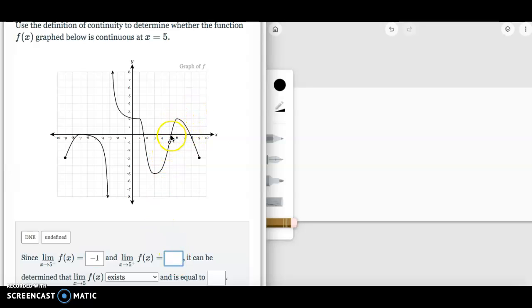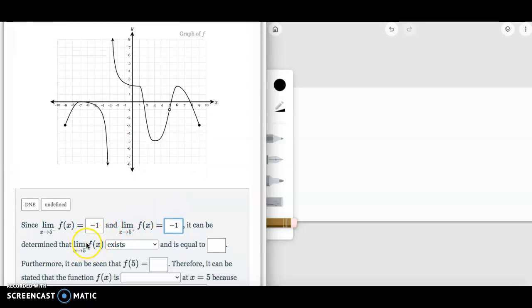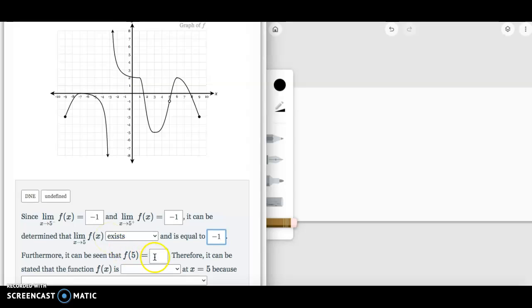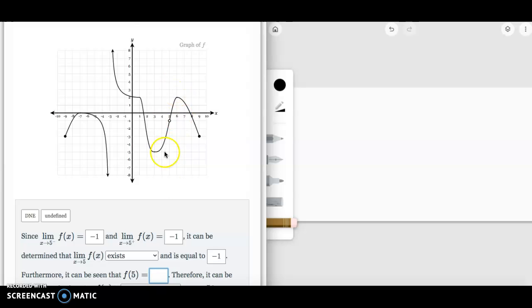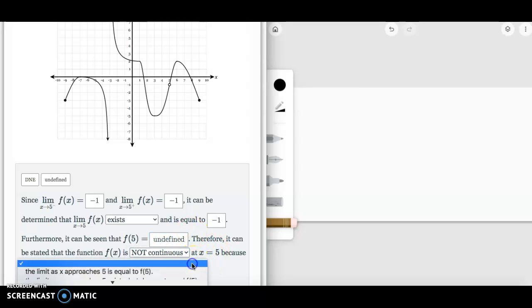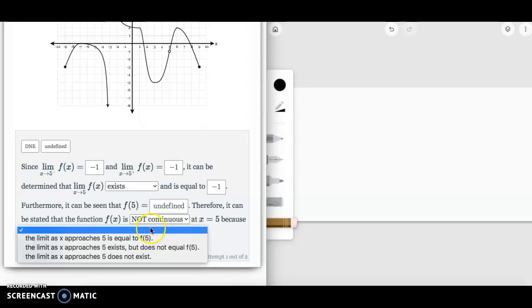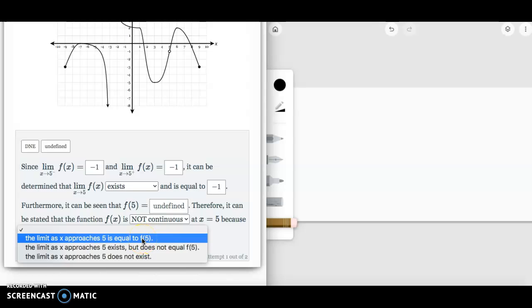Your right-hand limit is also -1. So it could be determined that your general limit exists and is equal to -1. Furthermore, it can be seen that f of 5, well, if I look on the graph, I don't actually have a point for f of 5, so f of 5 is undefined. Therefore, it can be stated that our function is not continuous at x equals 5 because, scroll down a little bit, the limit as x approaches 5 is equal to f of 5.